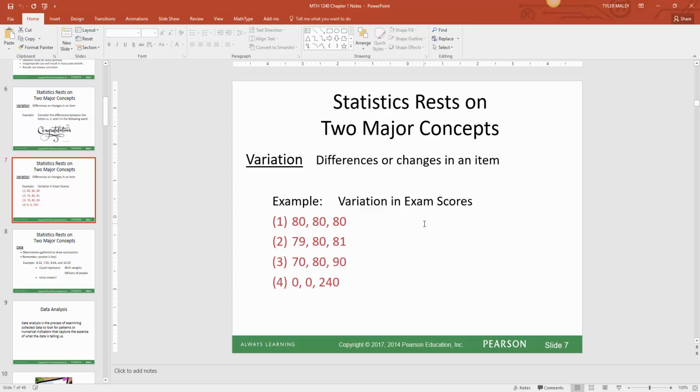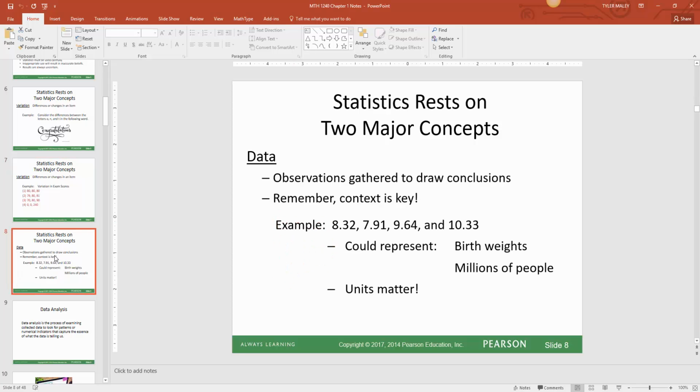So statistics isn't all about mean, median, mode. That's a very small part of stats. Stats is a really big topic.